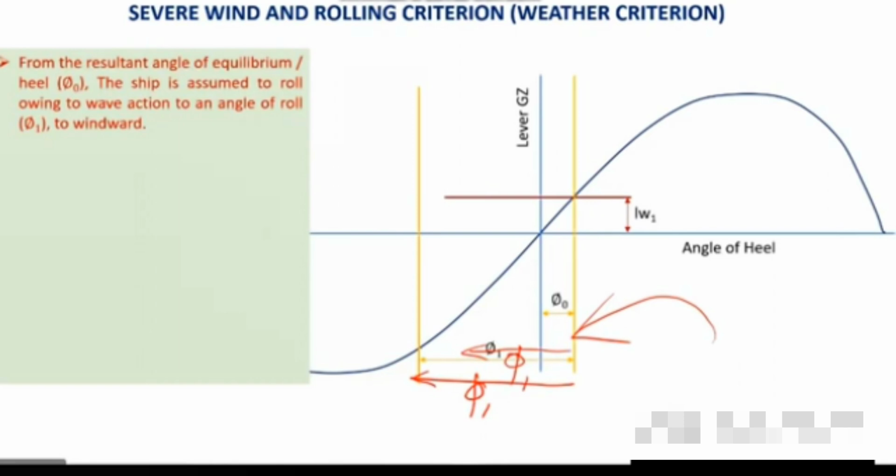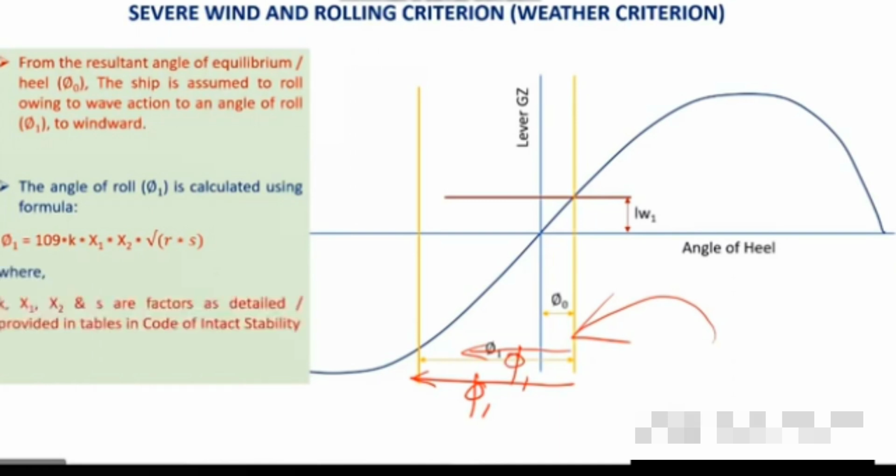Now, for calculating LW1, we had a formula. For phi 0, there was a limit. How is this phi 1 calculated? The angle of roll phi 1 is calculated using certain formulae and some constants. The formula you need not remember. If you want to just say, phi 1 for a ship is calculated using the formulae and the tables given in the code of intact stability. If you want to remember them, it's up to you. It's your choice. I have tried to simplify as much as I could so that you don't have to remember.